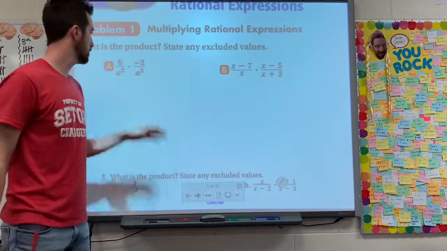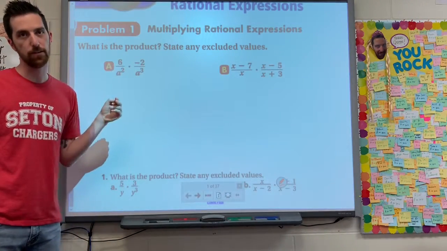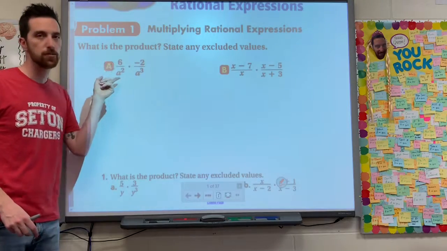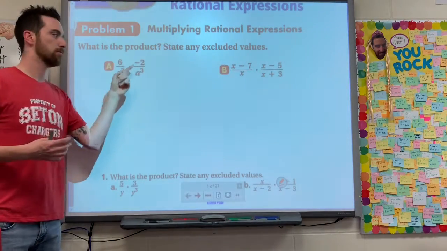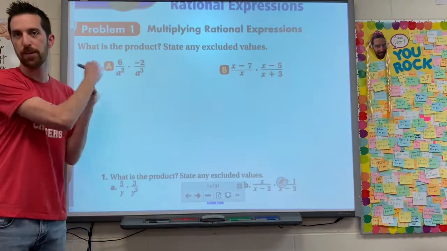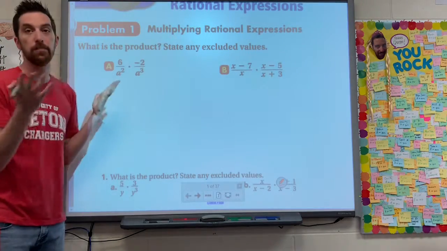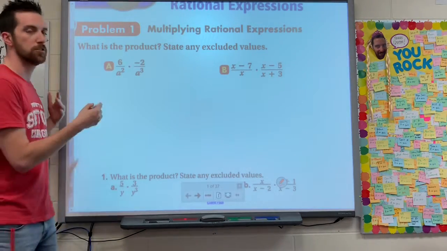So check this out. Is there anything we can simplify? You have 6 over a squared times negative 2 over a to the third. Can you simplify 6 with a squared? Nah. Negative 2 with a to the third? Nah. Remember, you can simplify fractions diagonally as well when you're multiplying or dividing. But again, there's nothing we can do here. So we just go ahead and multiply.